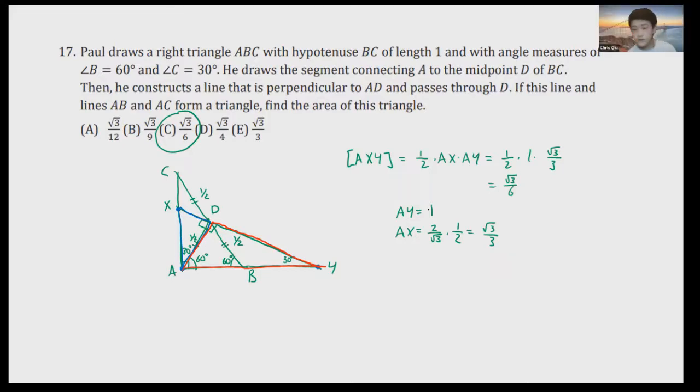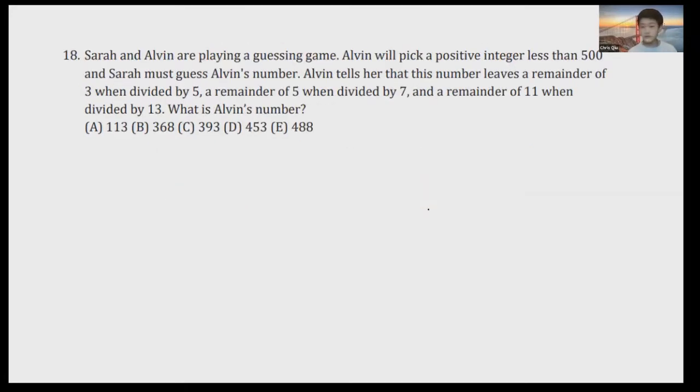All right, so next, let's talk about problem number 18. So somebody asked about 18. So Sarah and Alvin are playing a guessing game. And Alvin will pick a positive integer that is less than 500. And Sarah wants to guess Alvin's number. And Alvin tells her that this number leaves a remainder of 3 when divided by 5, a remainder of 5 when divided by 7, and a remainder of 11 when divided by 13. And so Sarah wants to guess Alvin's number.